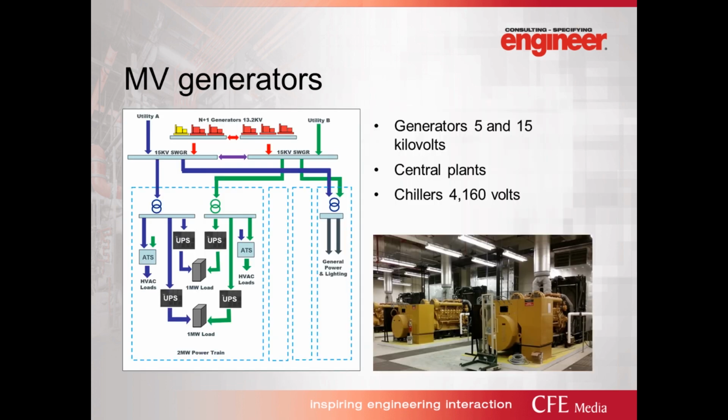So as Jane said, generators can be 480. They can also be on the medium voltage side. Sometimes you'll see either a 4160 generator if it's tied to a central plant, or a 15 kV generator. You typically don't see anything above 15 kV because of the separation requirements and the clearances between plates and so forth. So it's usually the 4160 and 15 kV or 11 kV depending on where you are in the world.